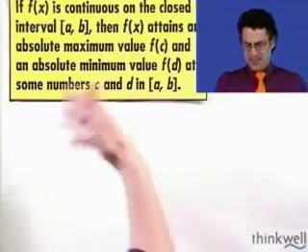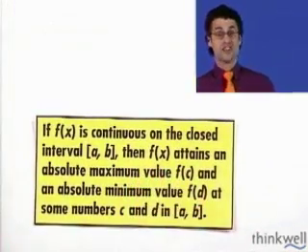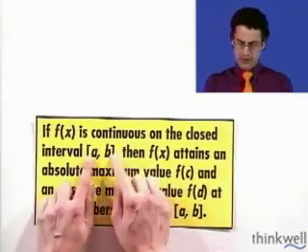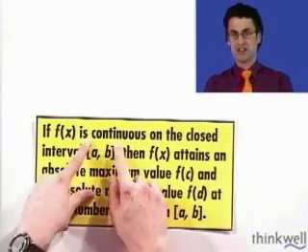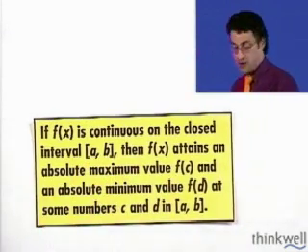Now, this theorem looks kind of complicated, right? There's lots of words here. Are all the words necessary? For example, do we really have to have the function be continuous? Do we really have to have it on a closed interval, which means we include the endpoints? Well, the answer is yes to both of those. Let me show you some counterexamples.